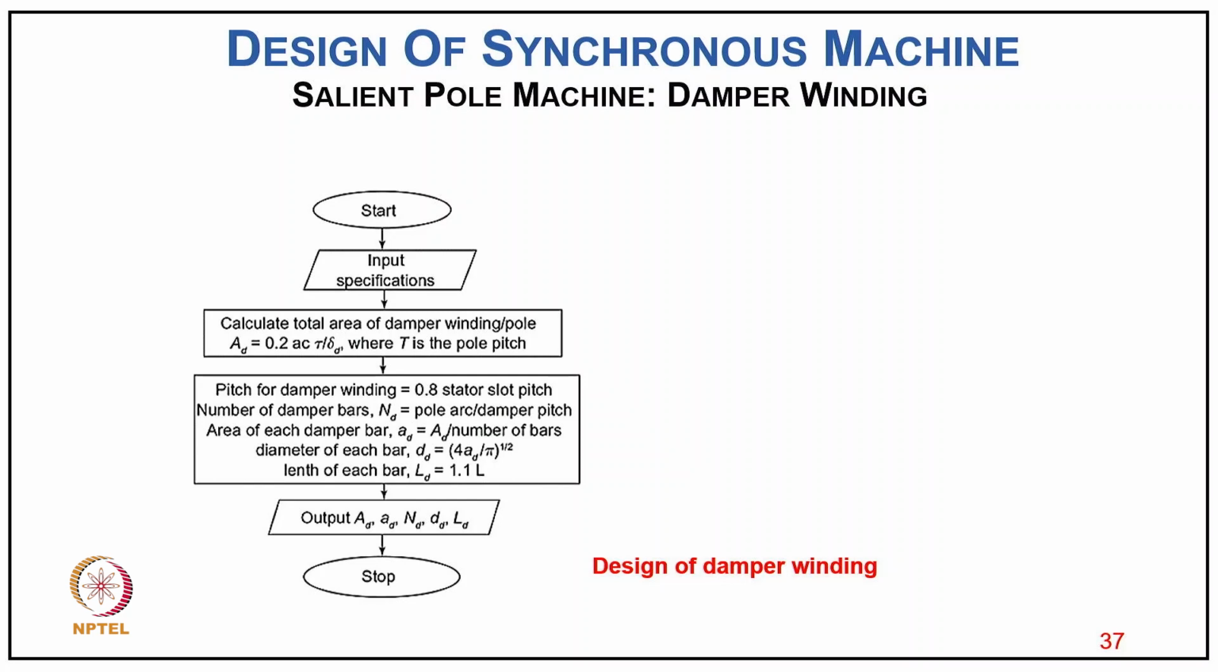then calculate the total area of the damper winding per pole, AD equal to 0.2 AC tau_E by delta_D, where tau is the pole pitch, and pitch for damper winding is 0.8 of the stator slot pitch. The number of damper bars ND equal to pole arc upon damper pitch, and area of the damper bar AD equal to AD divided by number of bars, and diameter of each bar DD equal to square root of 4 AD upon pi, and length of each bar LD equal to 1.1 L, and then you output AD, small AD, DD and LD.